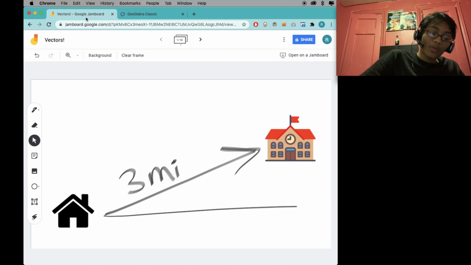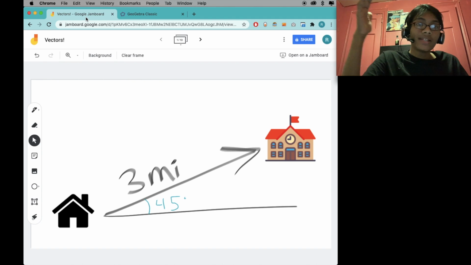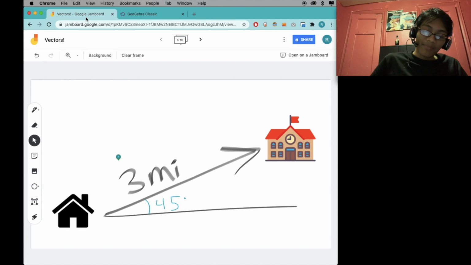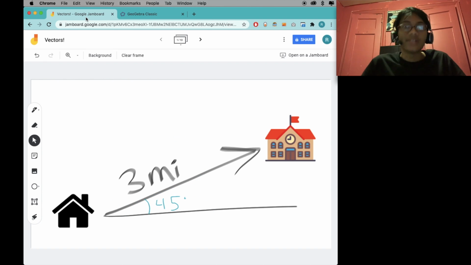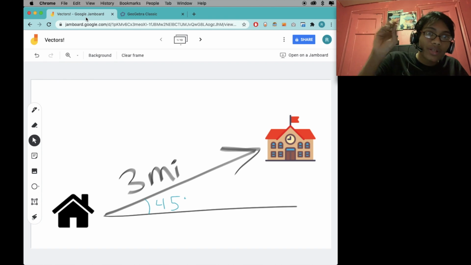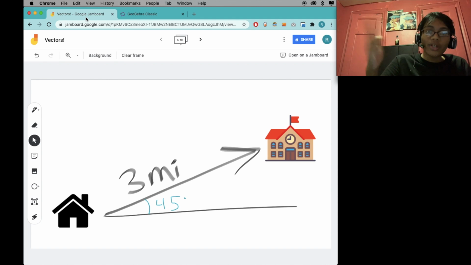How do I know? Well, I know because you give me a direction. In this case, you give me a direction of 45 degrees. So that tells me the direction I have to go and how far. It gives me a magnitude and a direction. And hey, that's what a vector is. It's an arrow. It's an arrow with a magnitude and a direction, with a size and a kind of pointer.